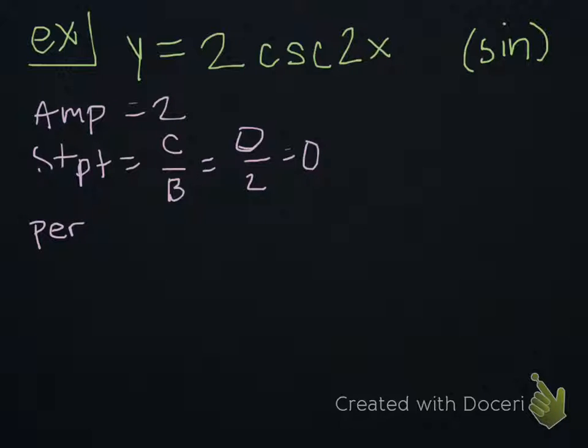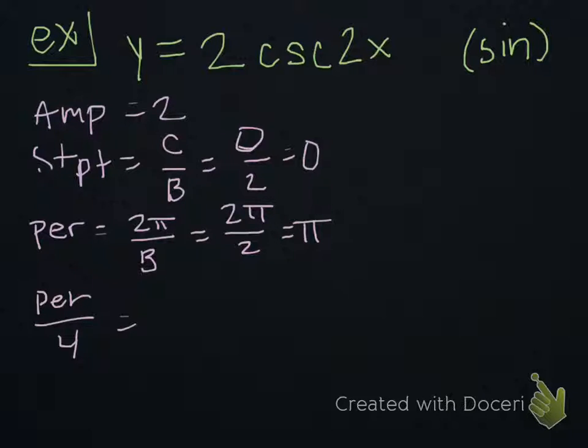Our period is 2 pi over b. So 2 pi over 2. So the period is pi. And then we find our period over 4. So our period was pi this time over 4. Can't do any reducing with that. So the next thing we find is our coordinates.